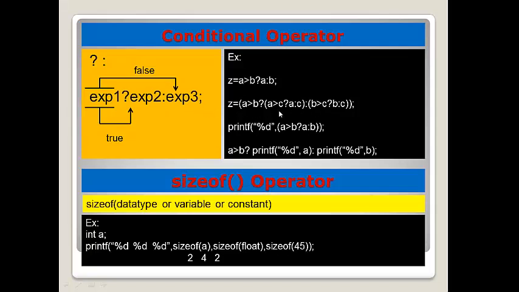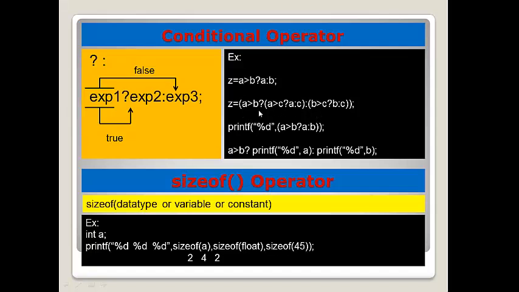So in this case, A > B ? is a nested conditional operator. We can also write like this: A > B ? (A > C ? A : C) : ... If the condition A > B is true, this expression is executed, that is, A > C ? A : C. If A > B is false, the expression after the colon is executed.